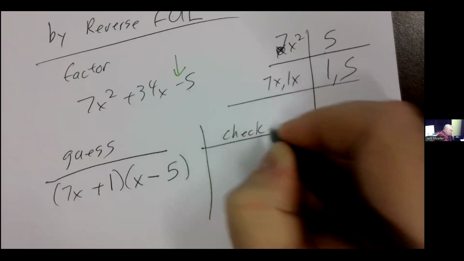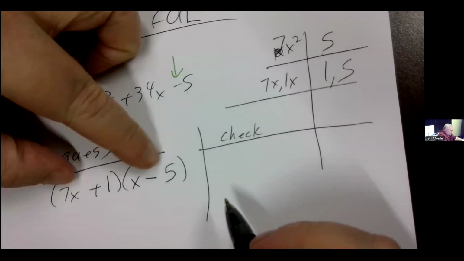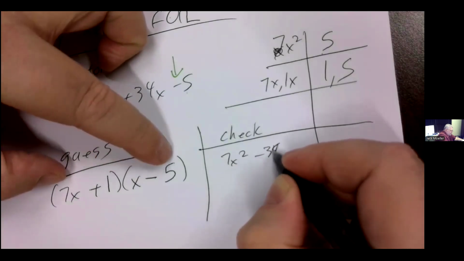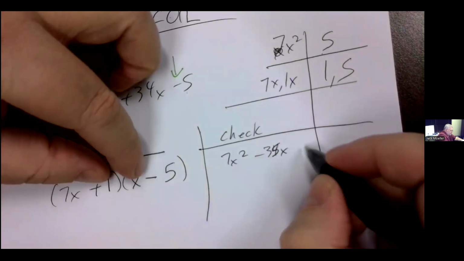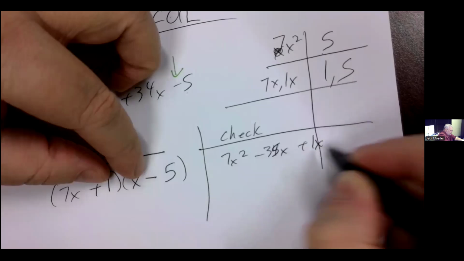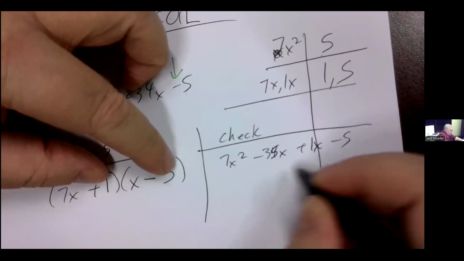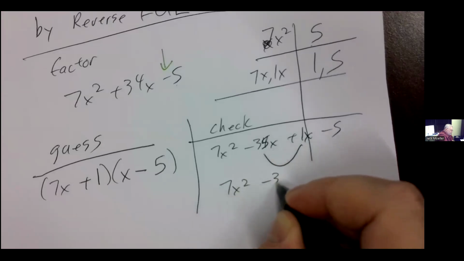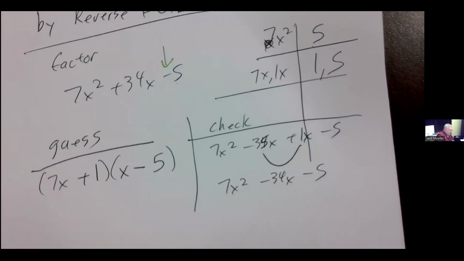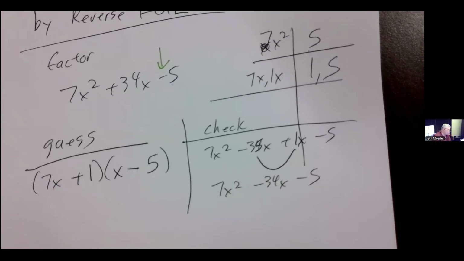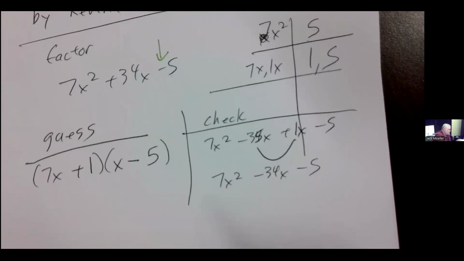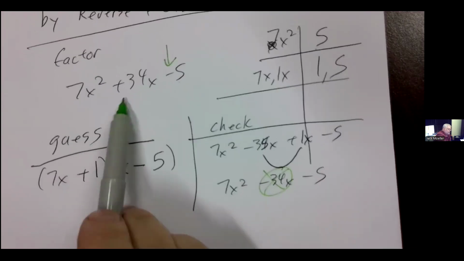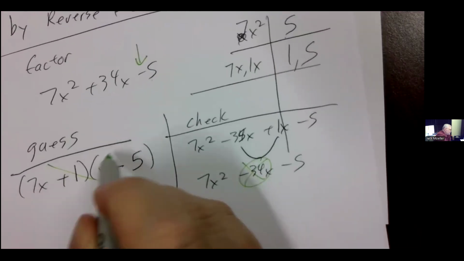So you check it by FOIL. So we have 7x squared minus 35x plus x, or plus 1x if you want, minus 5. Combine like terms. We get 7x squared minus 34x minus 5. So is that correct? Close. We got minus 34x, we want plus 34x. So that did not work.